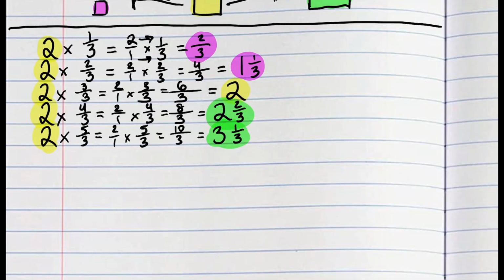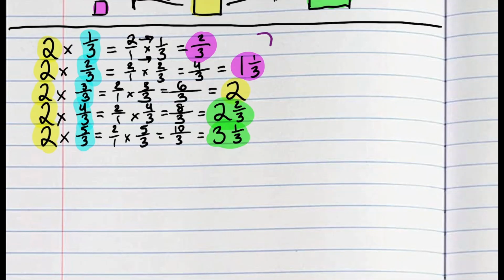So now let's go back and let's look at the factors. What did I multiply 2 by? In the first one, I multiplied 2 by 1/3. And the second one, I multiplied by 2/3. In the third one, I multiplied by 3/3, which we talked about is the same as 1. In the fourth one, I multiplied by 4/3, and then by 5/3. And I noticed something. I'm hoping you did too.